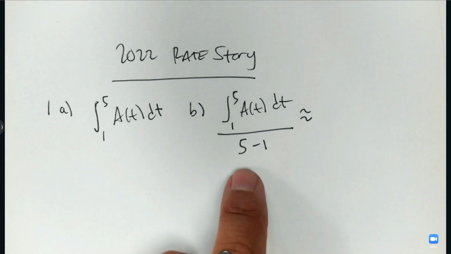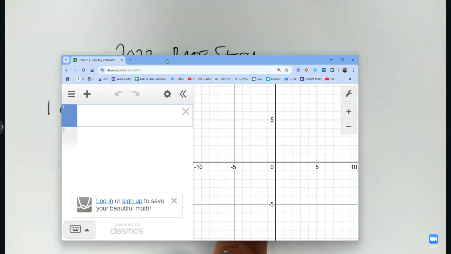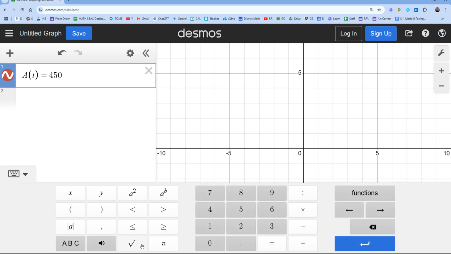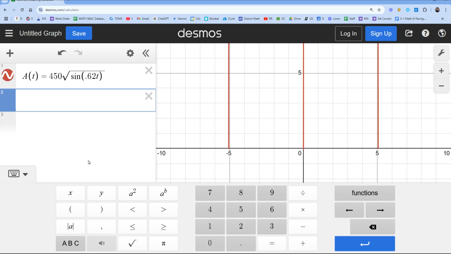So I need you to press pause and open up Desmos. And for all these stories, if we have an equation, we're going to use it more than once. So I'm going to just take one box and type in the equation. Then I'll do calculus in another box. And I got to make sure that I'm typing it in correctly. So I'm going to double check here. That wasn't right. So we're going to do square root, then that. So square root sine 0.62 t. So double checking, I think we're good. So that's what that equation is.